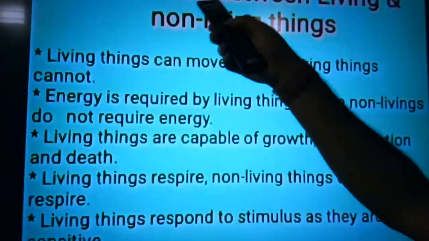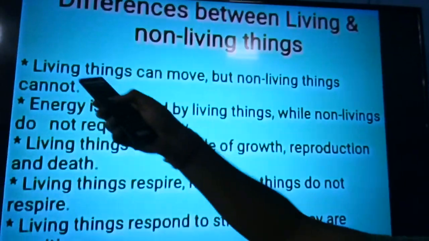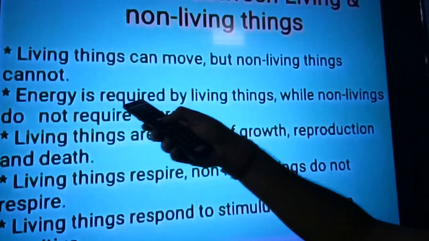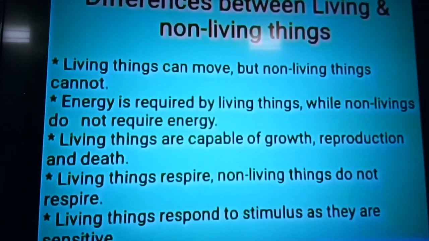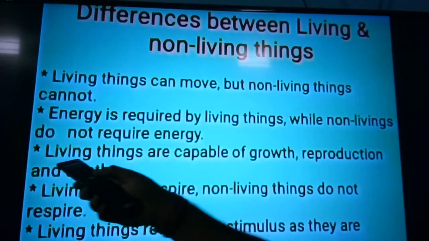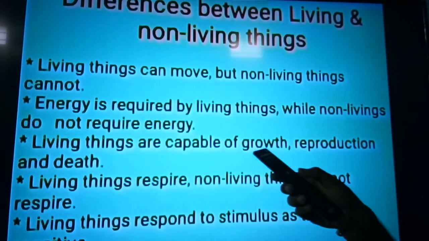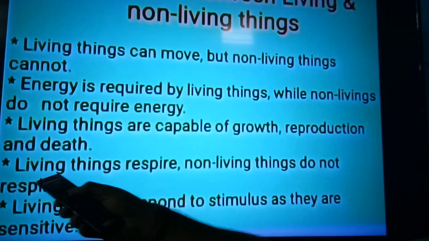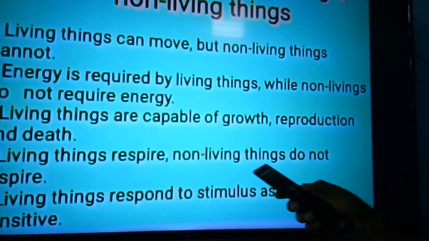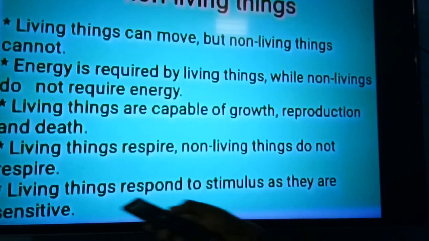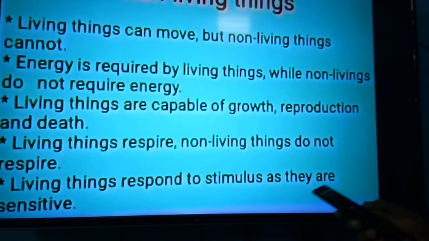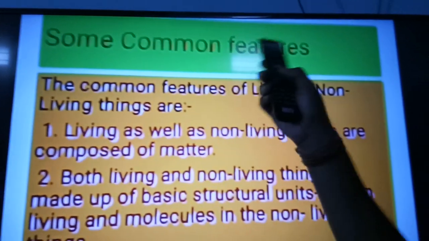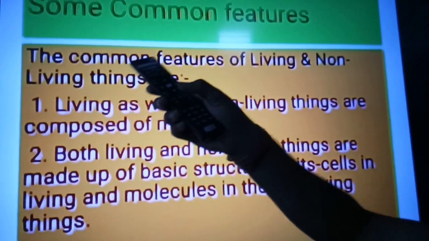Next, we are going to talk about differences between living things and non-living things. Living things can move, but non-living things can't. Energy is required by living things, while non-living things do not require energy. Living things are capable of growth, reproduction, and death. Living things respire, non-living things do not respire. Living things respond to stimuli as well. They are sensitive.